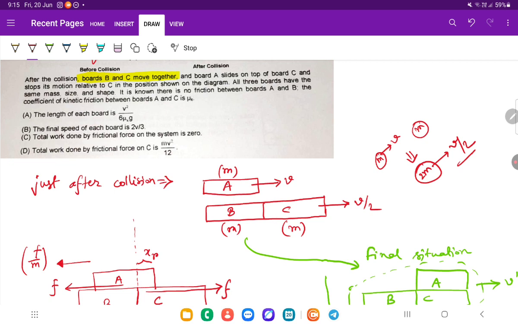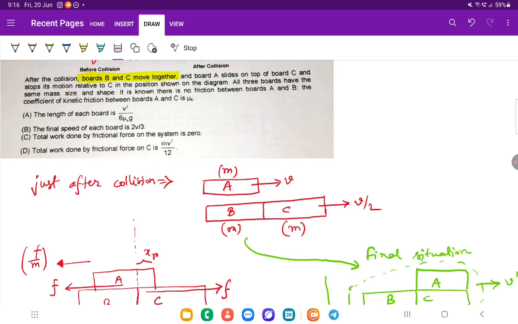So that I have done for B and C, but for A it will remain the same. Why? Because between A and B or A and C there is no contact force. I mean, there is no force along the direction of motion. Obviously there is a normal reaction from B to A and from A to B as well, but that will not affect the change in velocity of A, right?